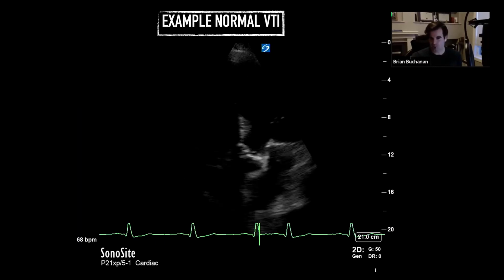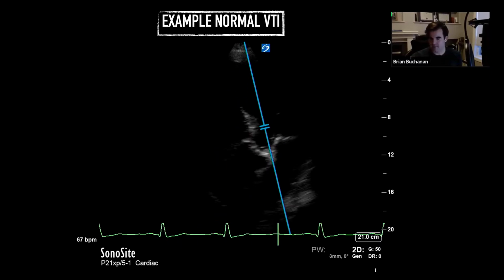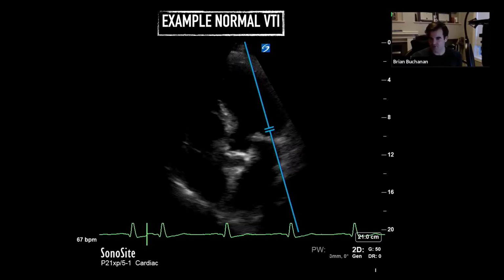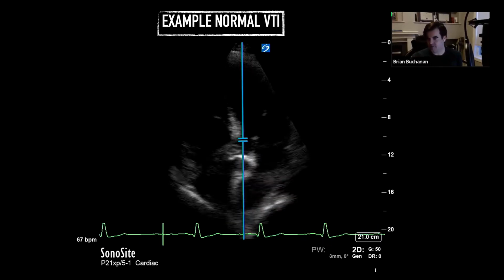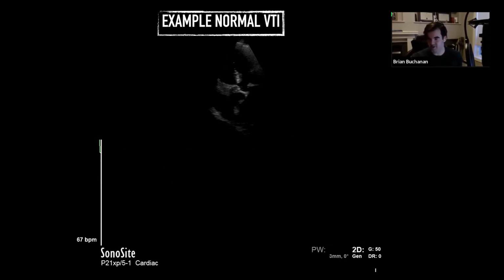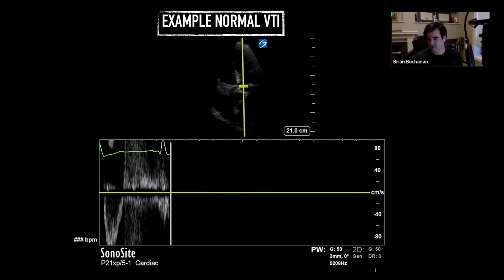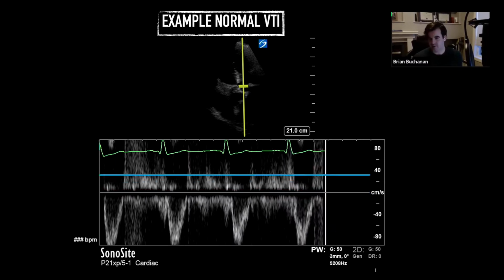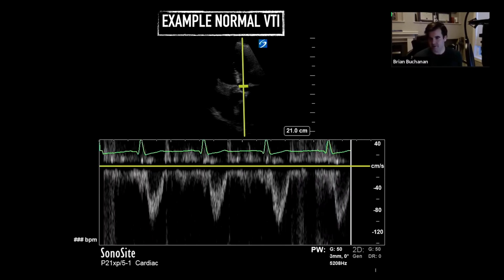So here's just an example of a normal VTI. We're just going to watch here. You can see that initially the angle was off, so there's been some manipulation here for this 5-chamber just to optimize the angle of interrogation. That sample volume box is a centimeter from the aortic valve. You can see the spectral waveform here. The baseline is adjusted upwards so we can see the full spectral envelope. And obviously the scale is optimized because you want to see the tip of that output.